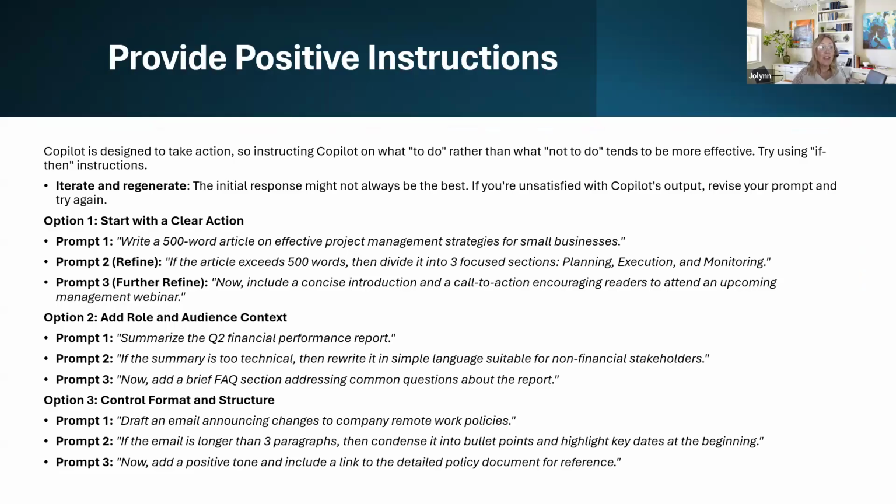Okay. So provide positive instruction. Instead of telling Copilot what not to do, give it what you really want it to do. Start with a clear action, add role and audience content, and control the format and the structure. First, starting with a clear action, like write a 500-word article on effective project management strategies for small businesses. We could refine it to say, if the article exceeds 500 words, then divide it into 3 focus sections: planning, execution, and monitoring.